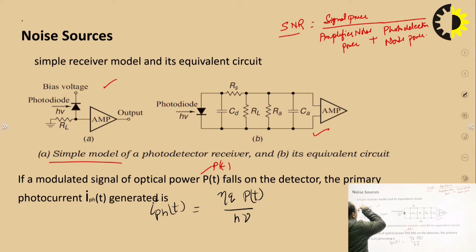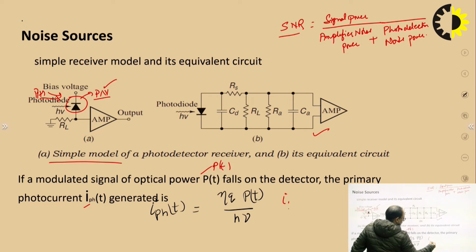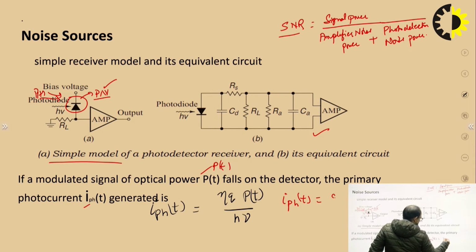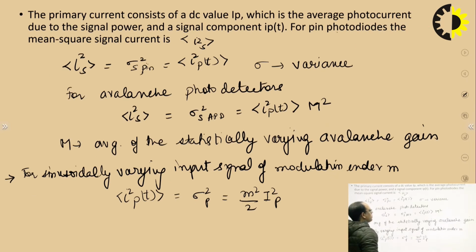Now if a modulated signal of optical power P of t falls on a photodetector, the power which falls on the photodetector is P of t, the signal power. If this is a PIN photodetector, then the primary photocurrent which is detected will be equal to what? The photocurrent is equal to the quantum efficiency of your photodetector multiplied by q upon h nu multiplied by the input power.